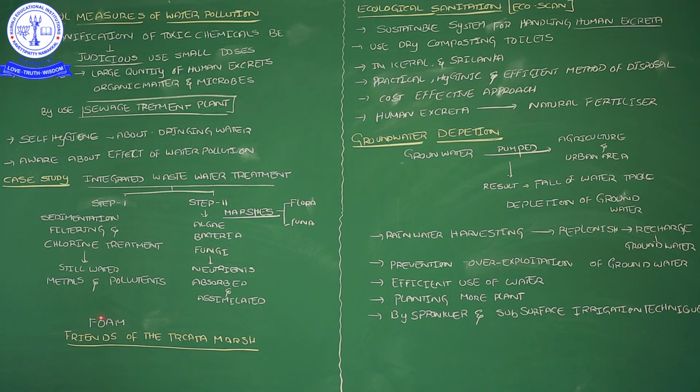Some places have established groups of people who started this, Friends of the Arcata Marsh, in short FOAM. That is about controlling measures of water pollution. This is the one case study.